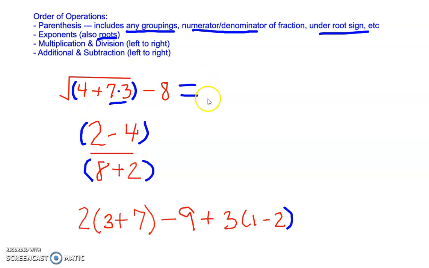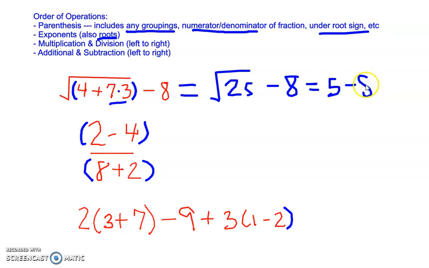Then I'm going to add the 4. So I get 4 plus 21, which is 25, minus 8. Now, since I've simplified the parentheses, I move on down through my steps, and it says to take exponents next, and we've said that roots qualify as exponents. So square root of 25 is 5, minus 8. The only thing left to do is the subtraction, so I finally get to do that, and I get negative 3.